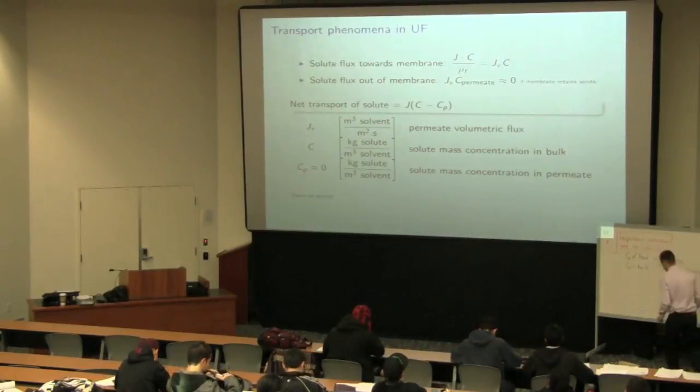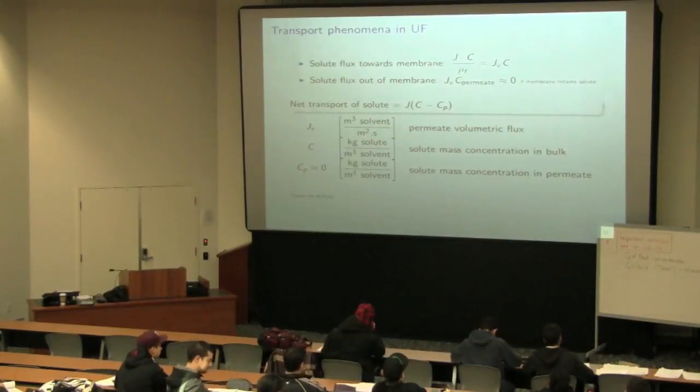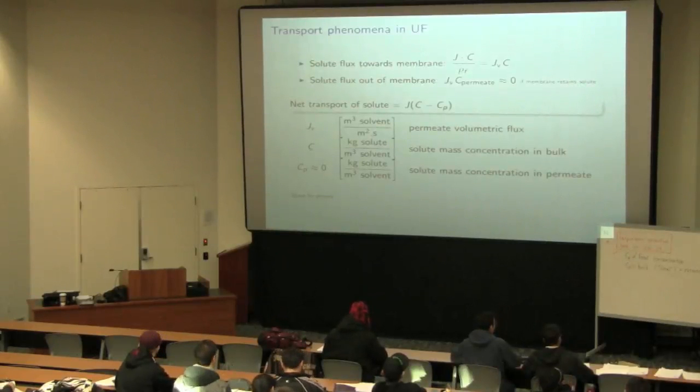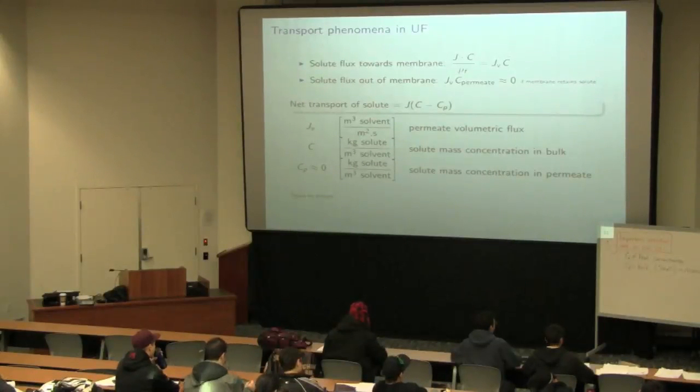But even if C permeate was moderately small, what we essentially have for a membrane, if I had to draw this here, this is my membrane surface over here. My flux J over here with some concentration C coming towards the membrane, and then leaving here I have my J and then my permeate concentration. But most of my solute is building up against this wall. The net effect is that we can write J times C minus Cp is the net rate of solids going towards the membrane.